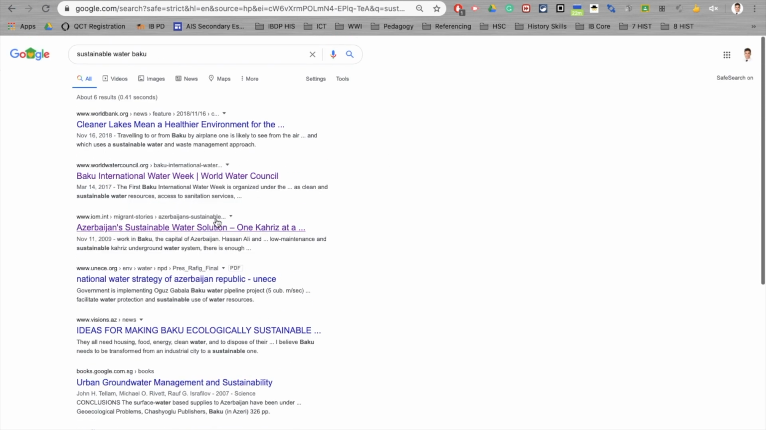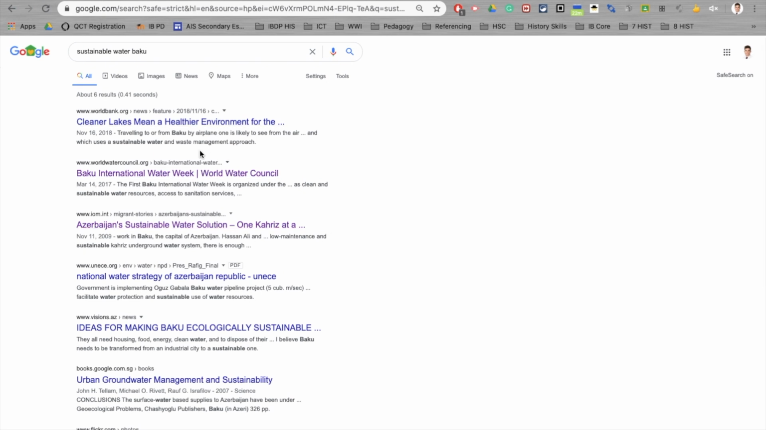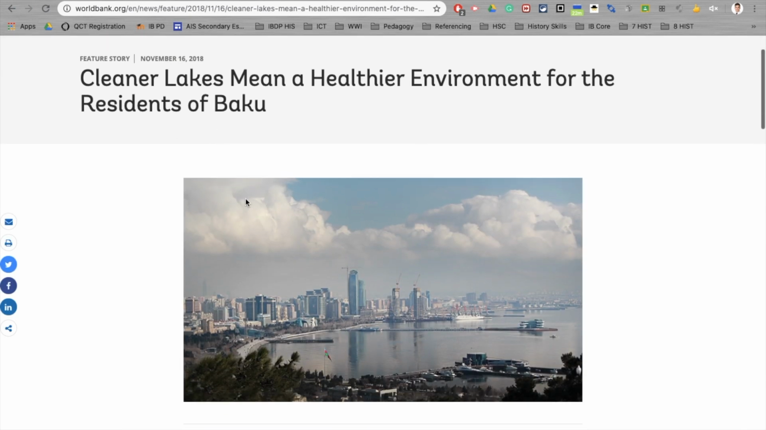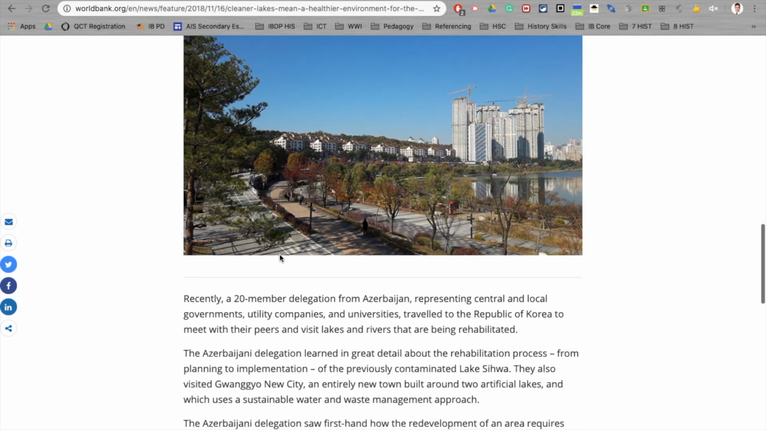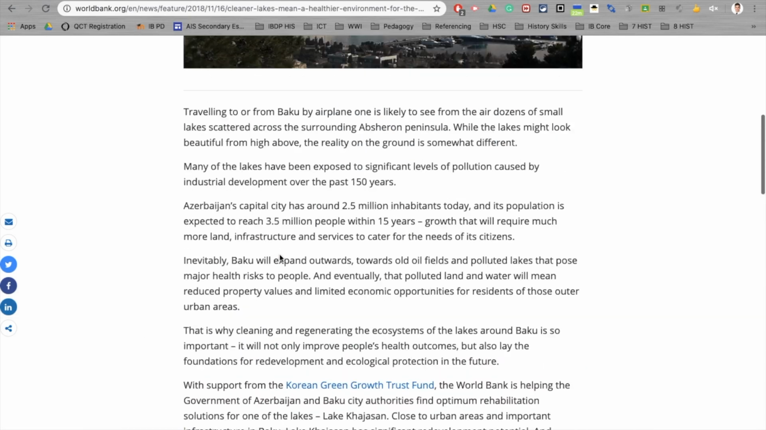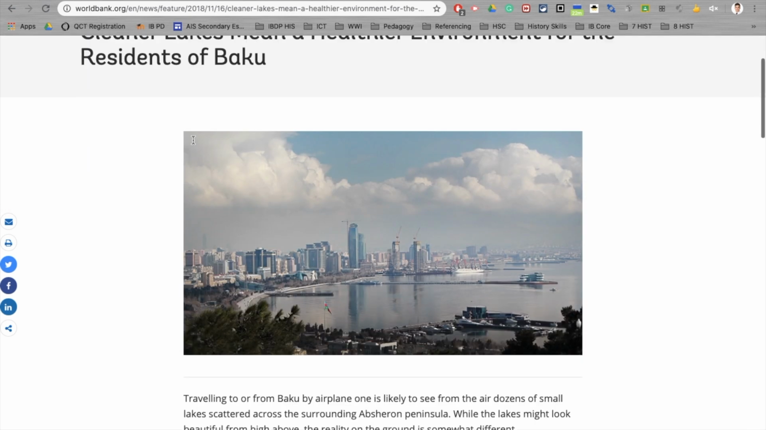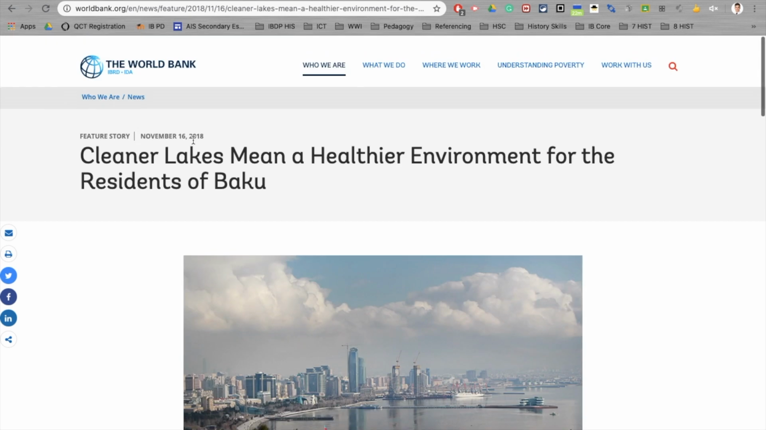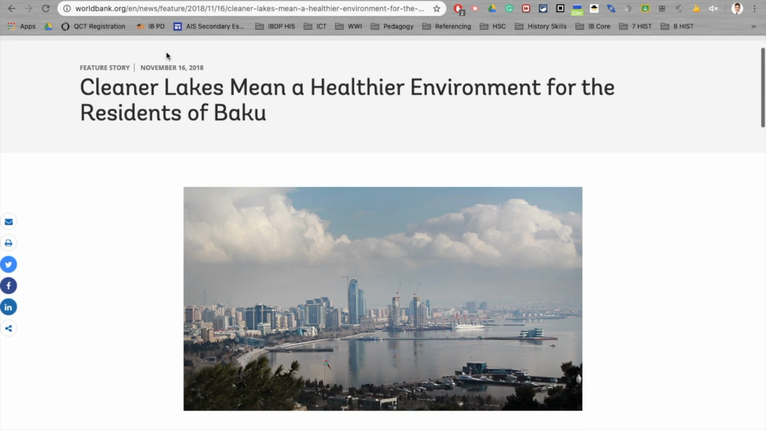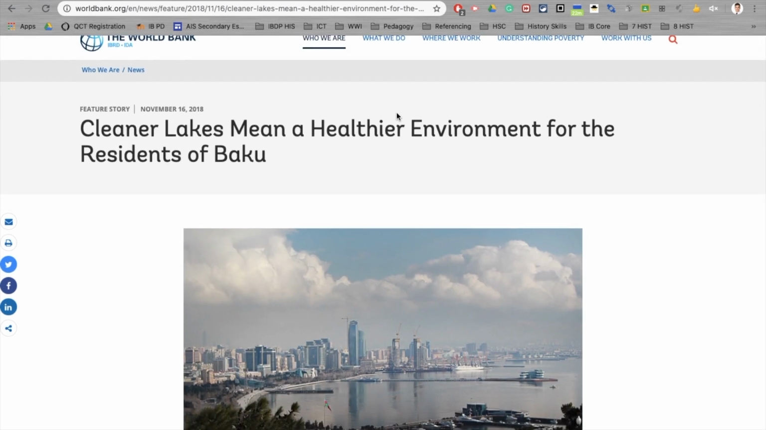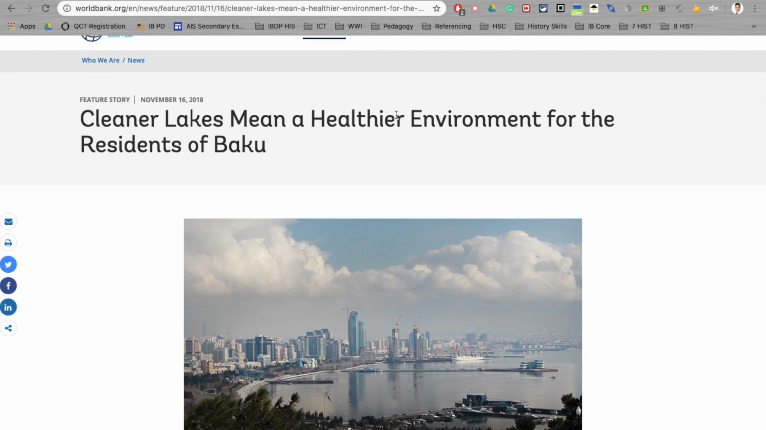Let's have a look at just one more website. Let's have a look at this one here by the World Bank. This is about cleaner lakes in Baku, and what this means for the residents. You can see this is an article that's been written by the World Bank. It's a feature story in their article, so it should be well researched because we know that this is a reputable organization.